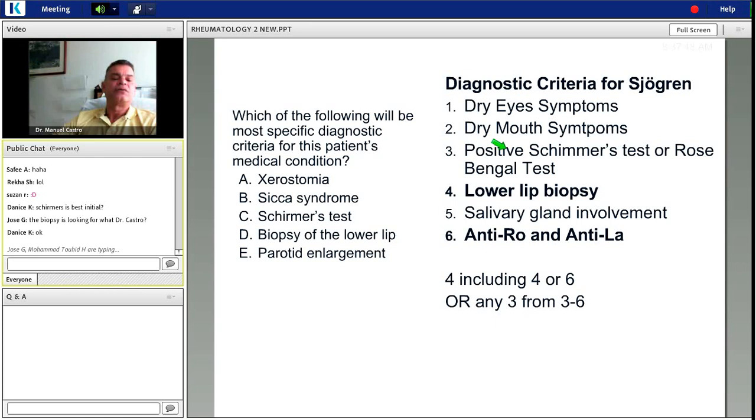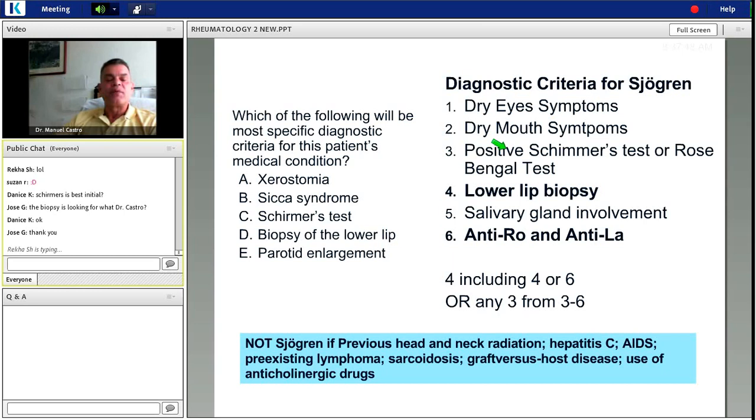Yes, perfect. Now, remember that it is not going to be Sjogren's if the patient had previous head or neck radiation. Head or neck radiation will cause dry eyes, dry mouth, a positive Schirmer's test. They can have infiltration of the salivary glands by lymphocytes, so if they do have radiation, you can't say it's Sjogren's. If they have hepatitis C, you can't say it's Sjogren's because it causes that as well. Patients with HIV/AIDS can have symptoms very similar to Sjogren's. Pre-existing lymphoma also usually has symptoms very similar to that.